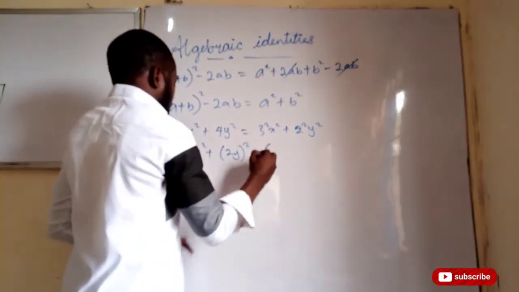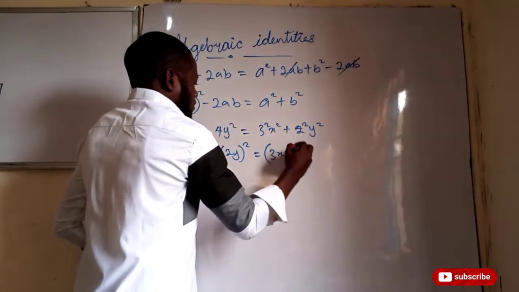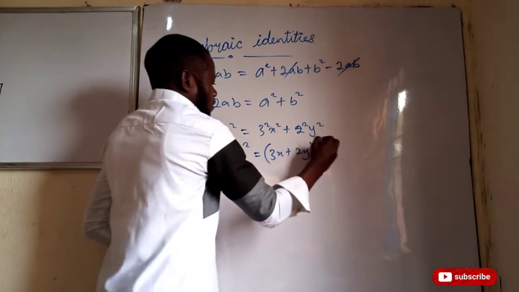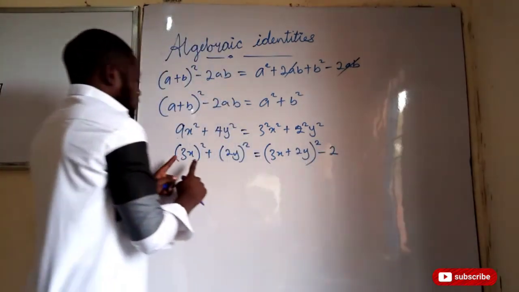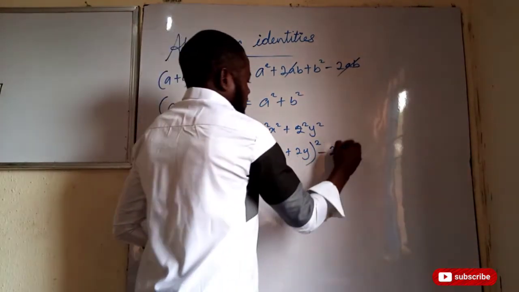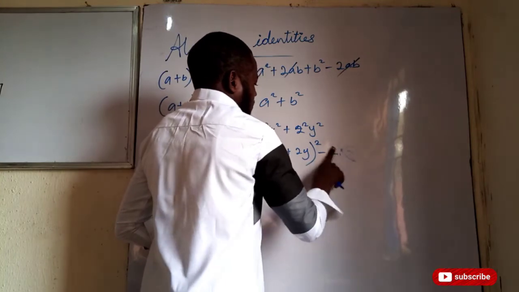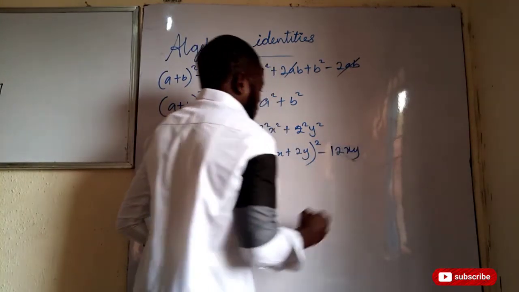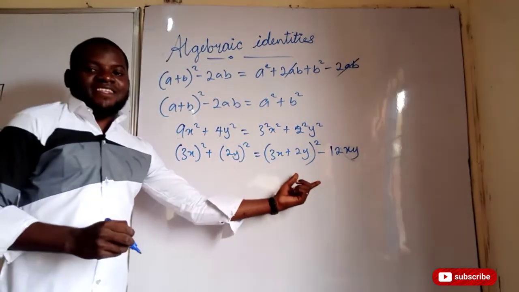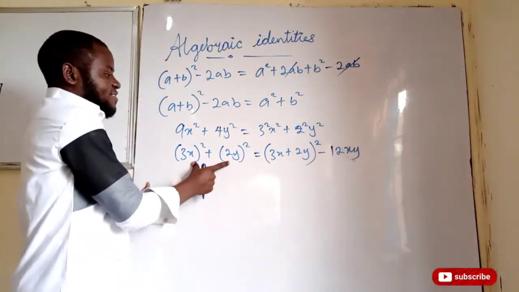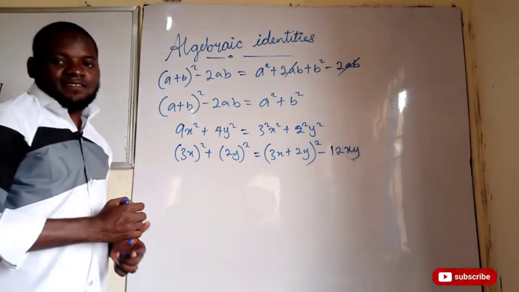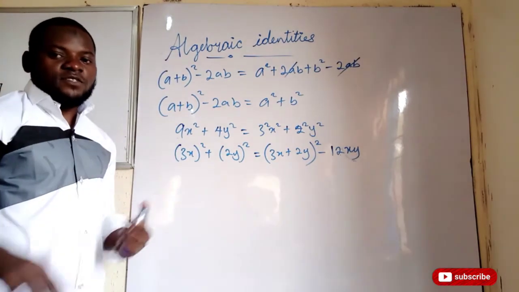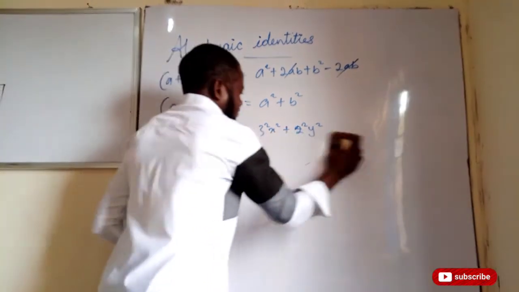So I have this to be (3x + 2y)² minus 2. This times this will give me 6xy. So this will become 12xy. So do you get this now? So this result is the same thing as this. Do we get that now? So let's look at the third identity.